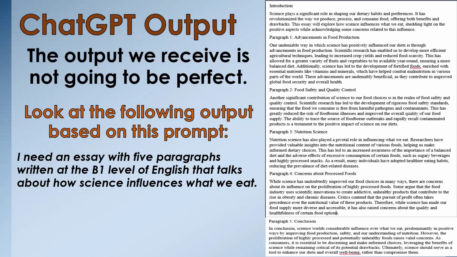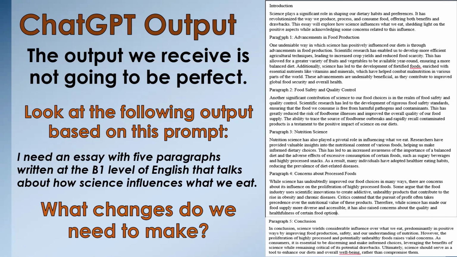So here we've got the following prompt. I need an essay with 5 paragraphs written at the B1 level of English that talks about how science influences what we eat. So right away, I can look at this and I see we've got some changes that need to be made. Okay, first of all, we've got paragraph headings, paragraph 1, paragraph 2, paragraph 3. We don't write like that. That's not consistent with academic writing. We don't label our introduction. We write in a more narrative format. So certainly that's something that has to change. And also, if we count up the number of paragraphs here, 1, 2, 3, 4, 5, 6, it's not consistent with what our prompt is asking for, which is a 5-paragraph essay.